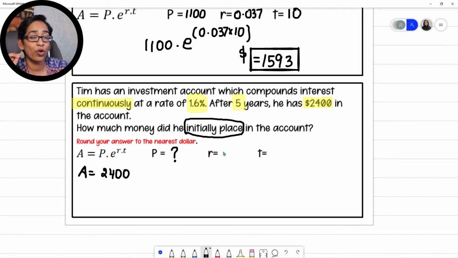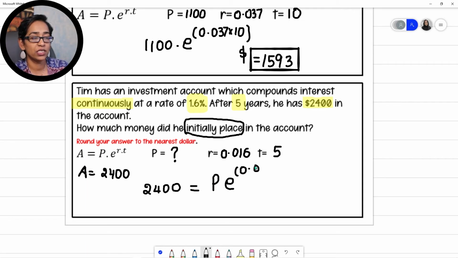The rate, 1.6, so 0.016. The time is 5 years. I'm simply going to go ahead and plug it into the formula. So A, 2400 equal to P, I don't know what P is, e to the power 0.016 times 5. So what I'm going to do is plug this into ClassCalc and see what this value is first. I want to see what e to the power 0.016 times 5 is.